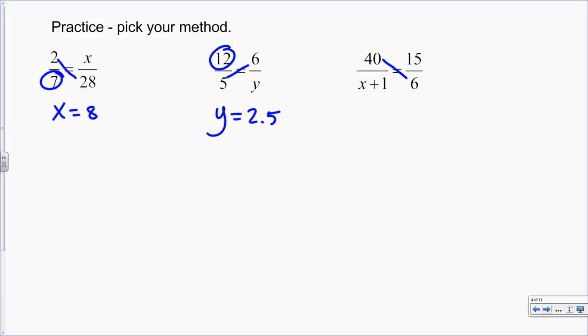Here, 40 times 6 is going to give you 240. Divide that by your 15, and you get x plus 1 equals 16. I have to do one extra step here and subtract my 1. So you should have x equals 15. So that is how you work with the shortcut.